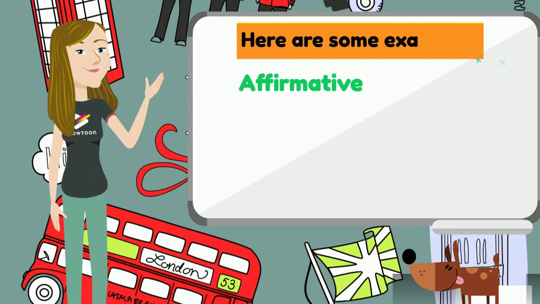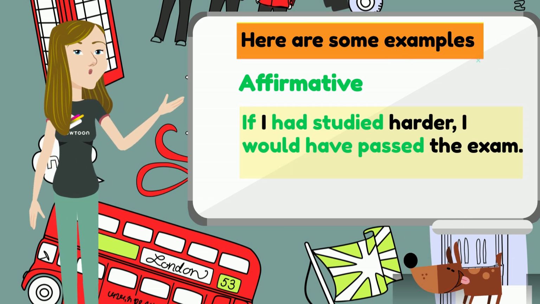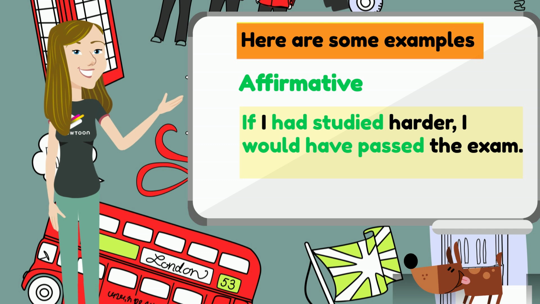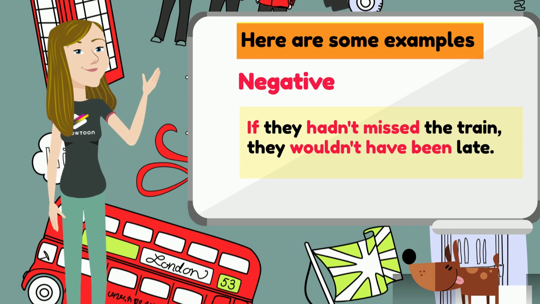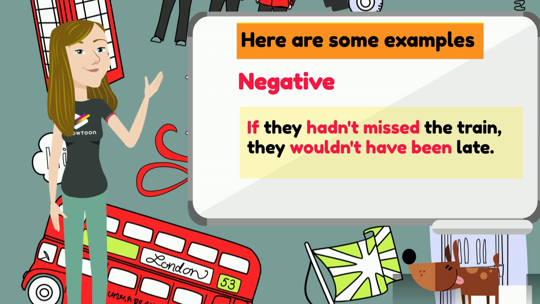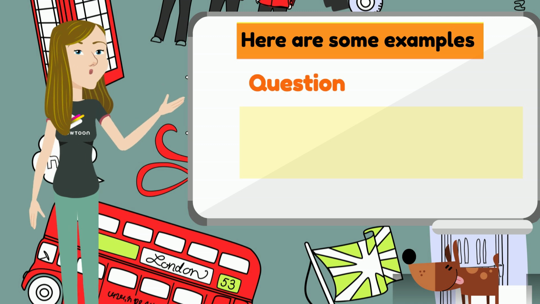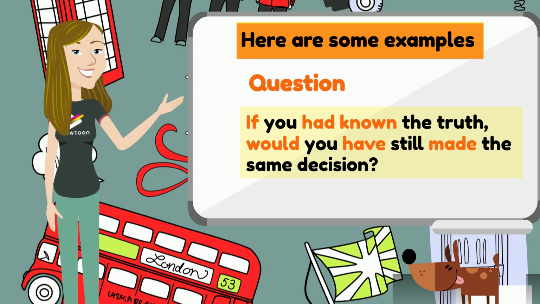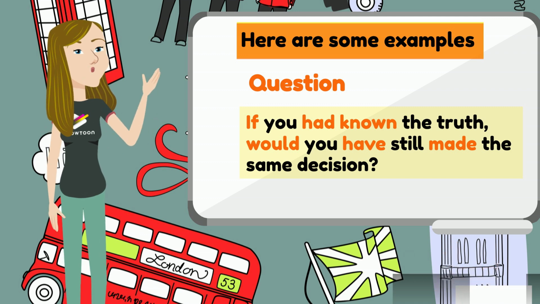An example of an affirmative sentence in the third conditional: if I had studied harder, I would have passed the exam. A negative example: if they hadn't missed the train, they wouldn't have been late. And an example of a question: if you had known the truth, would you have still made the same decision?